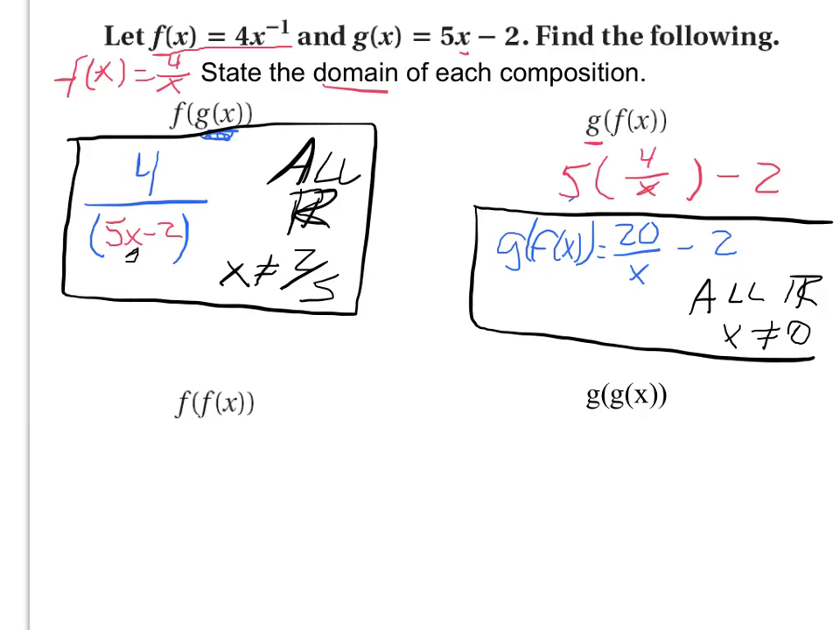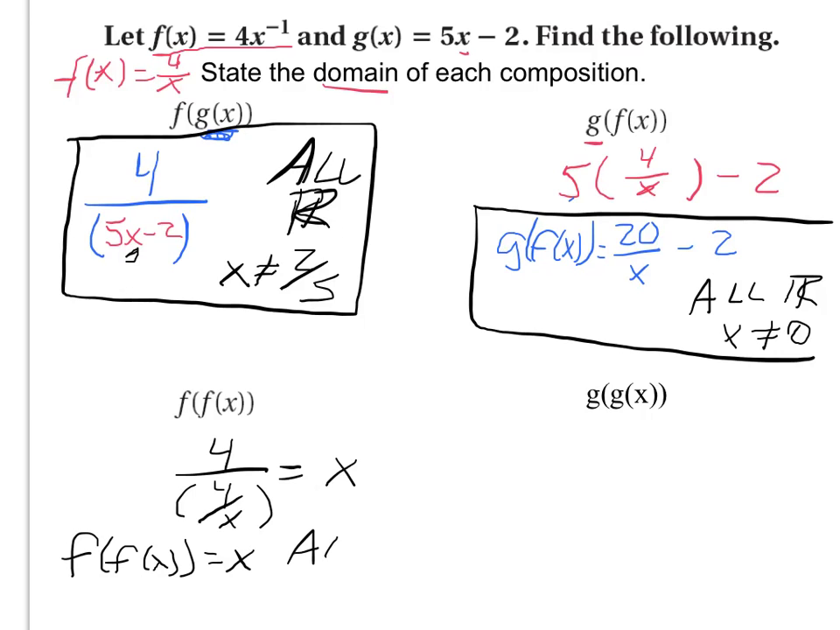Okay, on this next one, f of f of x. So I'm putting f back into itself. So I'm going to rewrite f of x, but I'm going to leave that blank set of parentheses where x should be, and I'm going to fill it. So now I can simplify this down. 4 over 4 over x simplifies to x. So f of f of x is just x. The domain for this, since it's just x, that means it can be anything we need it to be. So the domain would be all real numbers. There's our answer.